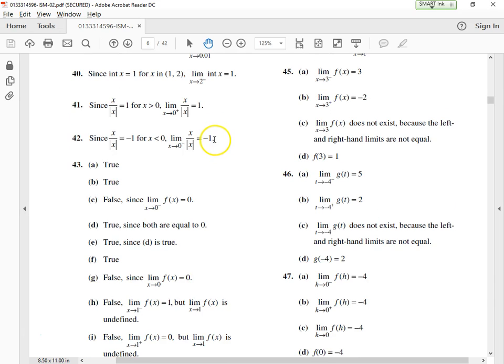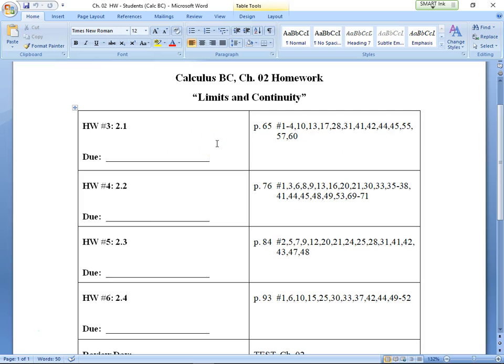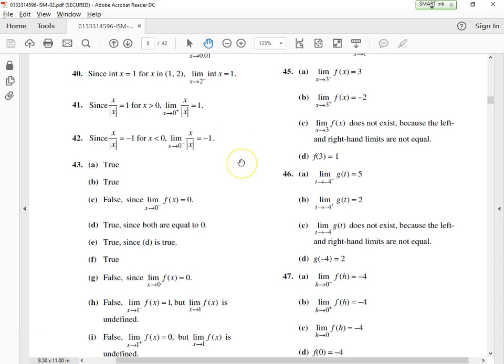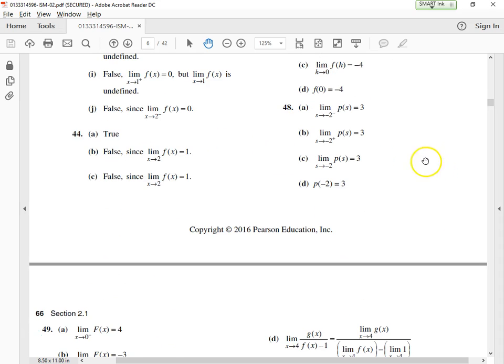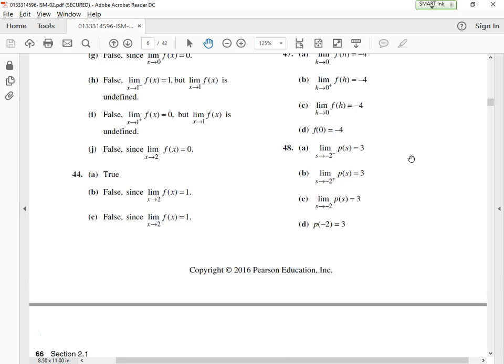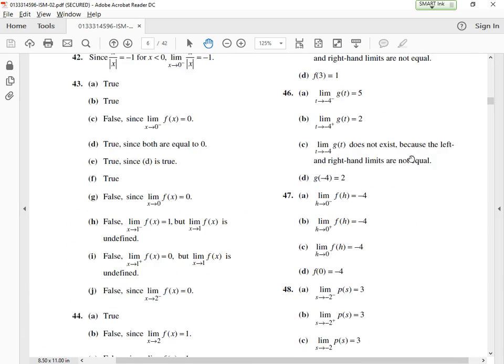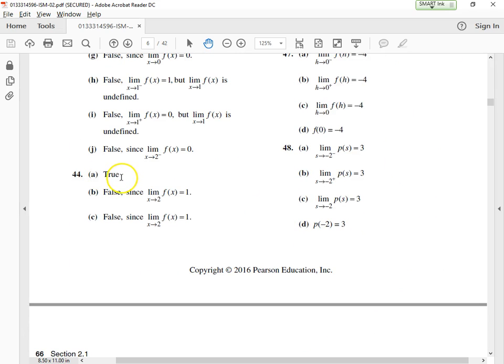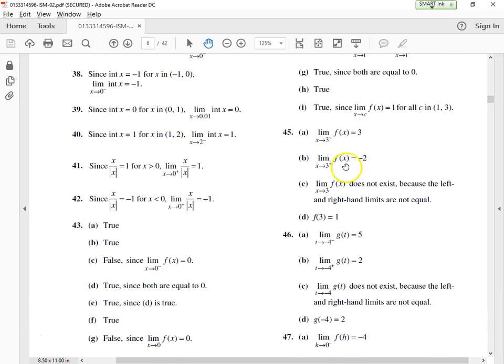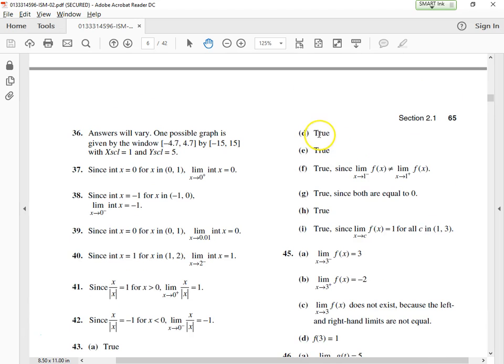44 was the... Oh. Did you have 40? No, 44. I'll tell you. 44 was true, false, false. Wait, why did it fail? Which one? Hold on, grade it first. We'll come back to it. True, false, false. That was A, B, C. D is true, E is true, F is true, G is true, H is true, I is true.